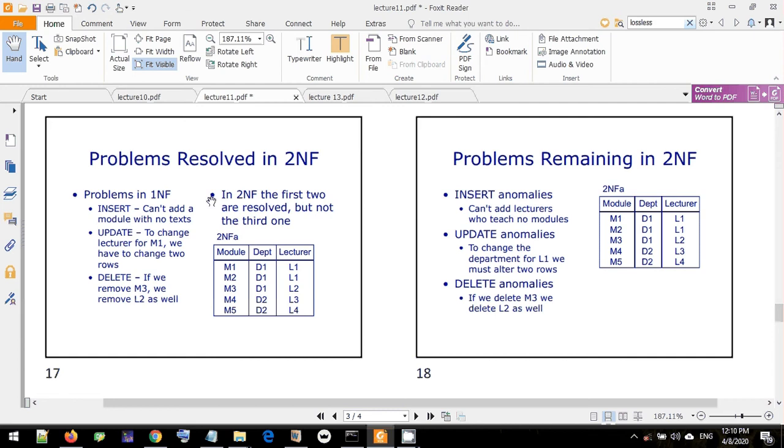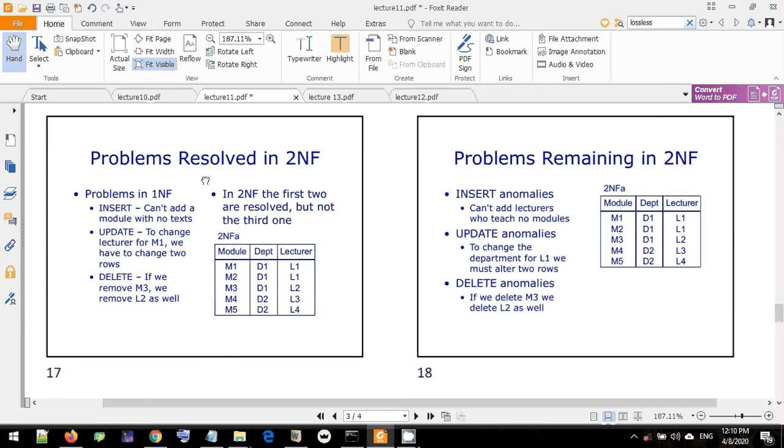Now let us see the problems that this second normal form has resolved from the first normal form. In the first normal form, we had the problem that we could not add a module without text, and we could not change a lecturer for M1 without modifying two rows. And if we delete maybe a module M3, we equally delete a lecturer L2, which was not the case.